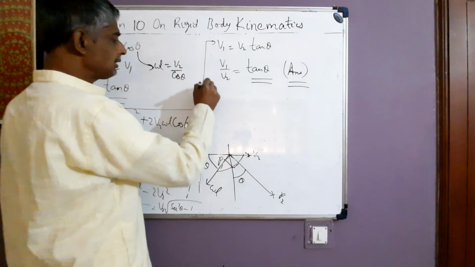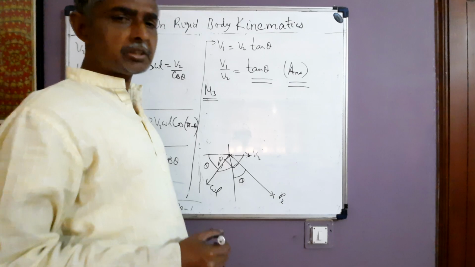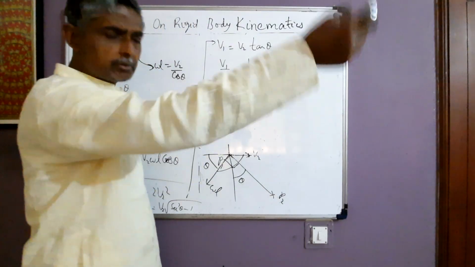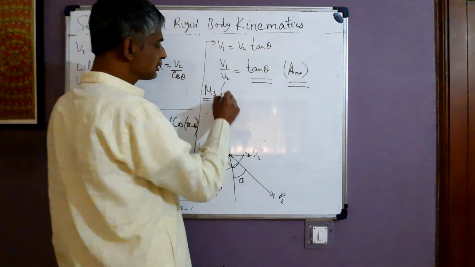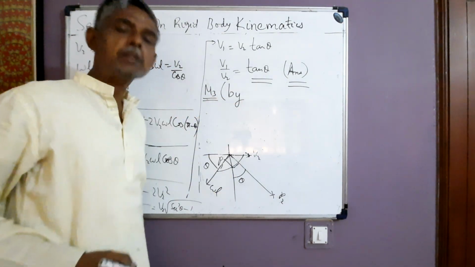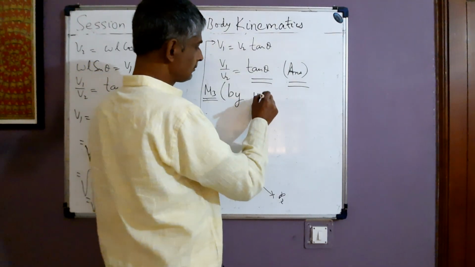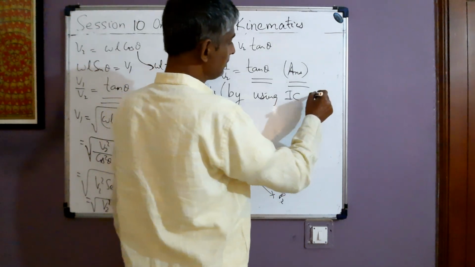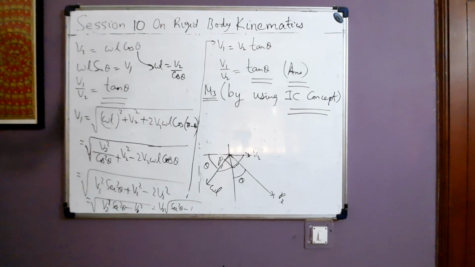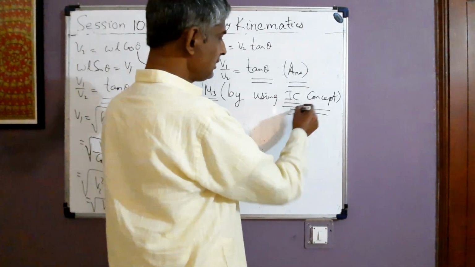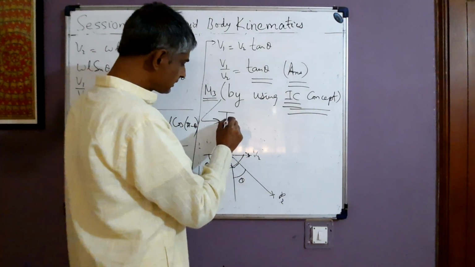Now there is also method 3, but we have not discussed the theory yet. Method 3 is by using the concept of instantaneous center of rotation, which will be discussed in subsequent videos. I will discuss this part in that section. By using the IC concept, IC meaning instantaneous center of rotation. That we will discuss in the coming videos.